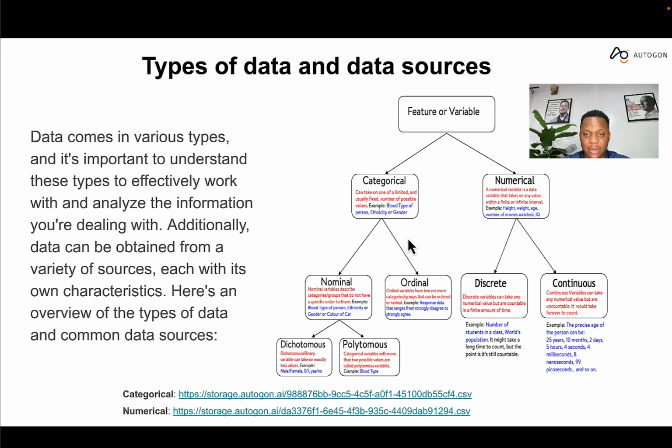The dependent variable was of either a categorical type or a numeric type. So categorical type, yes, you can see feature or variable, categorical or numerical. When it's categorical, it can take one of a limited and usually fixed number of possible values. Sometimes you can find a numerical value, but it's actually a categorical variable.